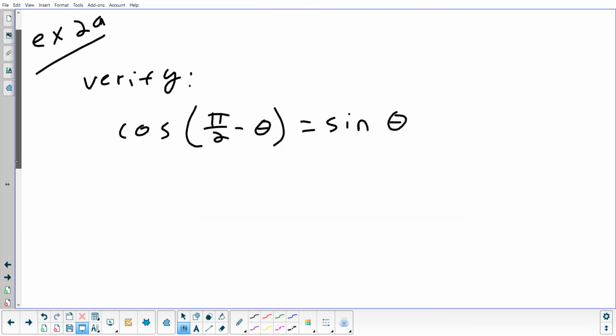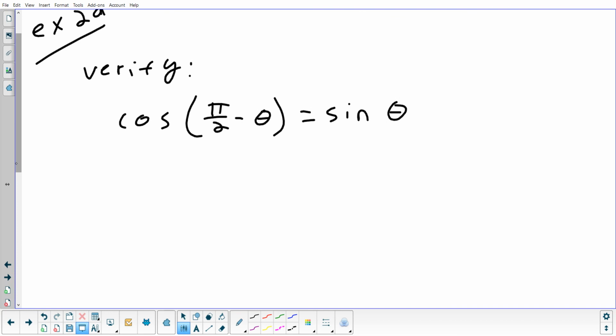All right, let's try this one. So this is a verify. That means the answer here is not numeric. Remember, when we do a verify problem, you always start with the side that looks more complicated, and you work with that and try to simplify it. Which side looks a little bit more complicated here? The left or the right? Either? Yeah, so we're going to work with the left-hand side.